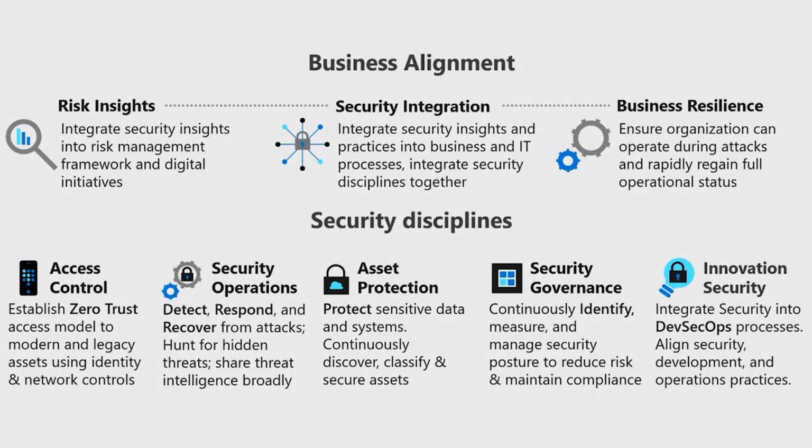Security teams should work together and collaborate to avoid increased business risks resulting from operating in silos. The third category, business resilience, which means focusing on ensuring the organization is resilient by being able to continue operations during an attack, rapidly respond to incidents, and regain fully operational status after an attack.